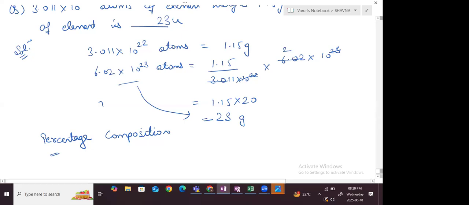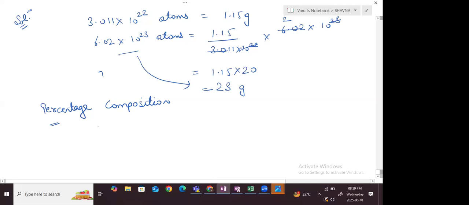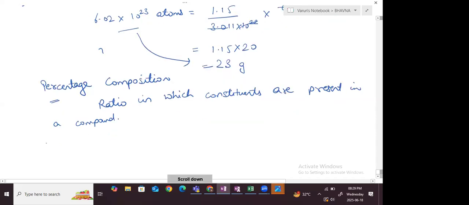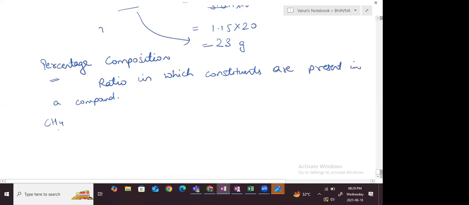Clear? Ma'am, can you explain it again once? Yeah, it is the ratio basically in which constituents are present in a compound. It will be clear when I give you an example. Like if I say I have CH4, I have to find the percentage composition of carbon in CH4 and the percentage composition of hydrogen in CH4.